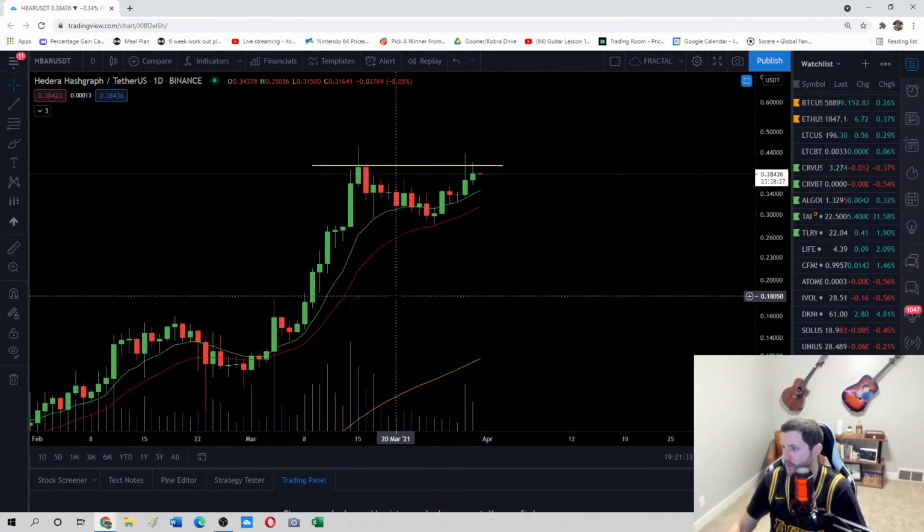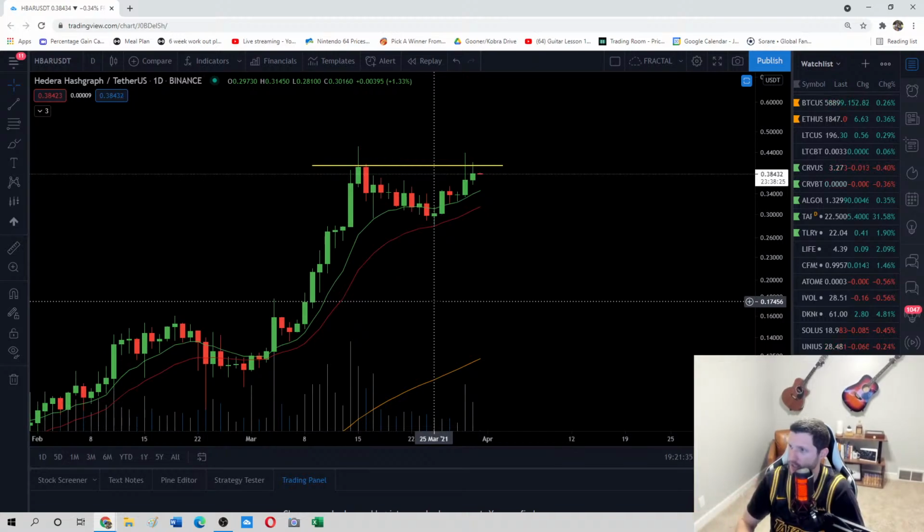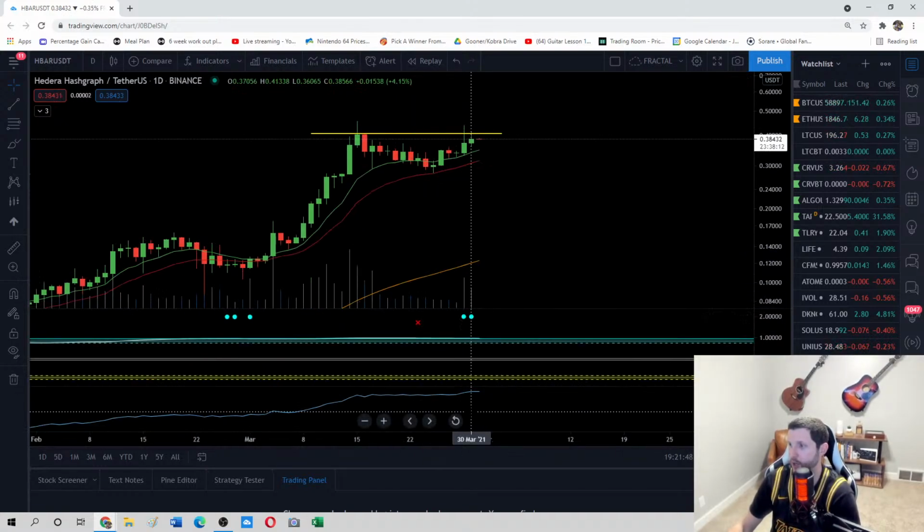But yeah, that's the important thing on patterns: making sure the pattern's valid structure-wise, and understanding whether it's a reversal pattern or a continuation pattern. You can use your indicators to help you.